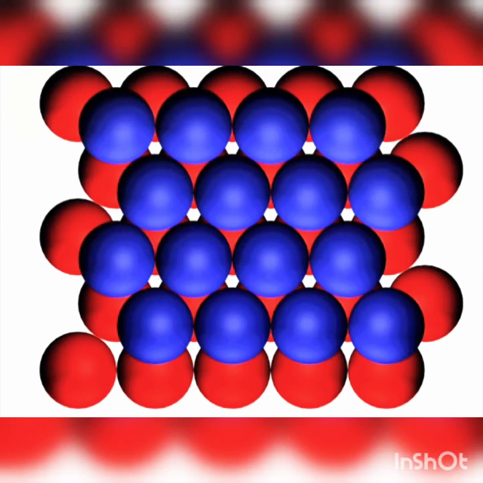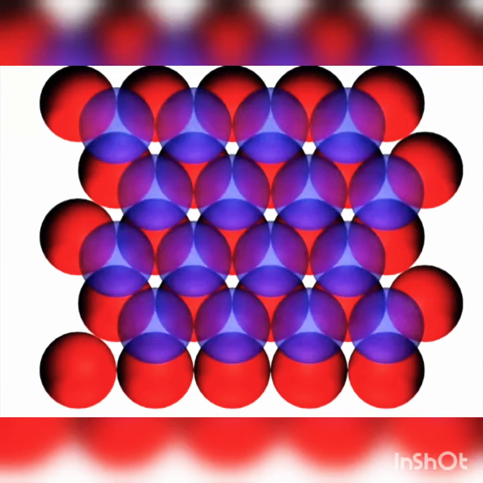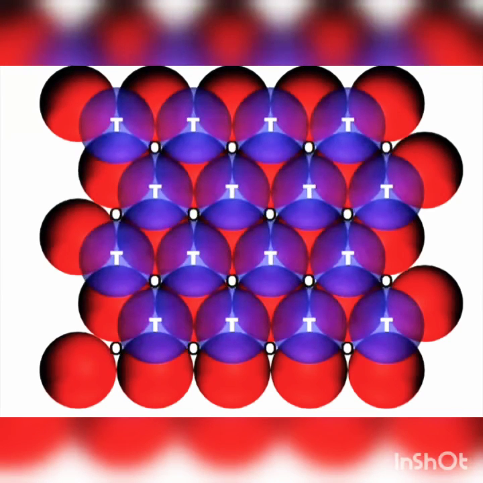In order to overcome this problem, we will make the second layer transparent. Now we can clearly see the two different types of voids created by these two layers. These are called Tetrahedral Voids, marked by the letter T. And these are called Octahedral Voids, marked by the letter O.